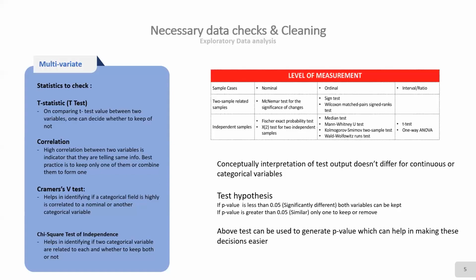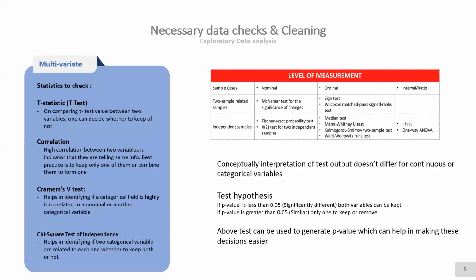Now, every statistical test gives you an output in a p-value format. If someone is not familiar, the p-value is the point in a normal distribution which helps you understand whether it falls in a critical region or not. If the p-value of a particular test comes out to be less than 0.05, then we can fairly say both the variables we can keep, and they are significantly different from each other.